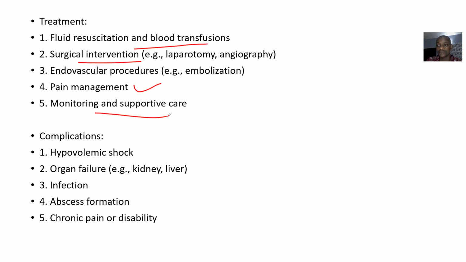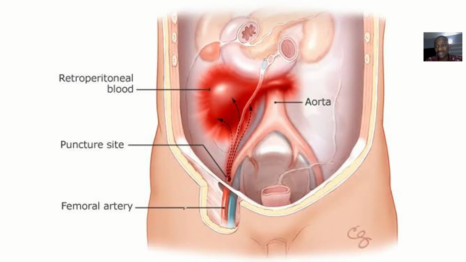Complications now. It could lead to what? Too much bleeding will lead to decreased volumes of blood in the body. That's hypovolemic shock. If there's decreased volumes of blood in the body, it could lead to organ failure. It could lead to what? A decrease, not really a decrease, in the immune system. There's a wound there, so it could also be a portal of entry for microorganisms. So you're having a wound there and infection can occur. There could be abscess formation. There could be chronic pain or disability.